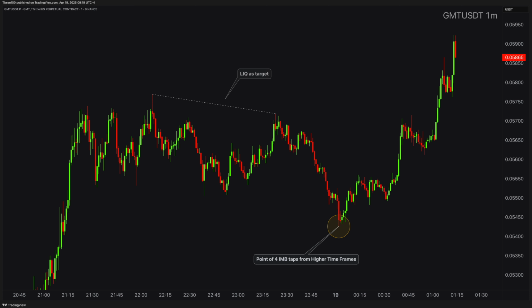At the top, you can see this liquidity gathering. It is kind of a relative equal highs, but not perfect. Hard to call them equal at all. But at least we know that liquidity is gathering upwards.